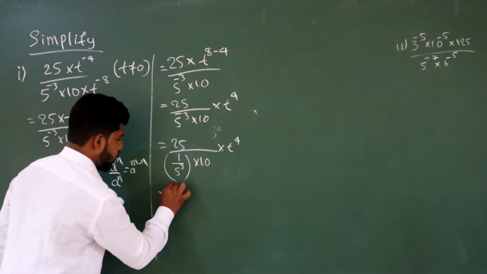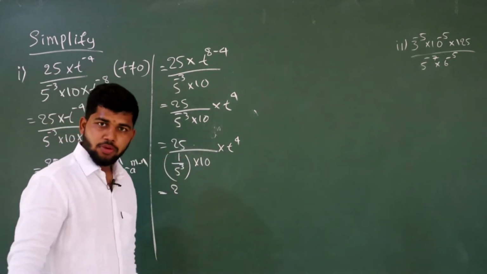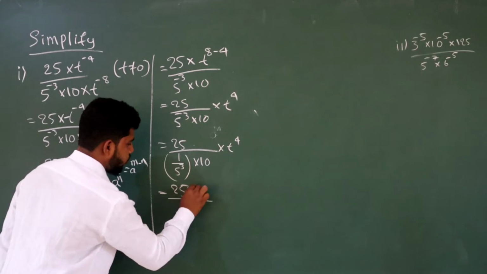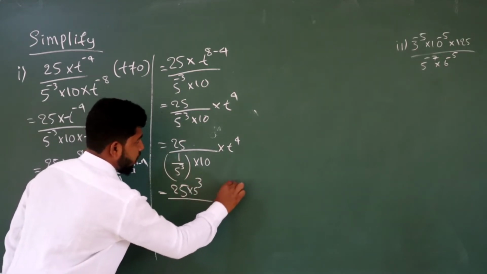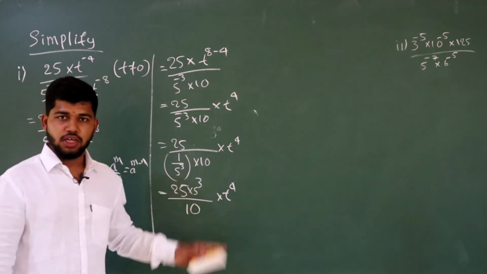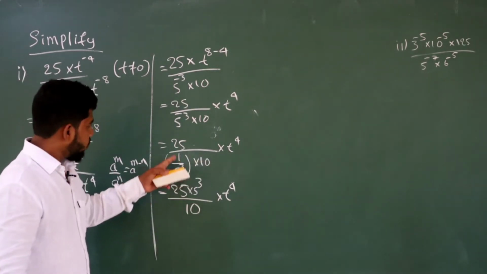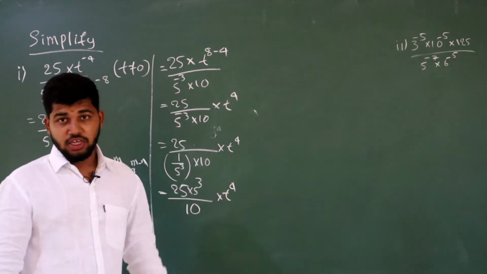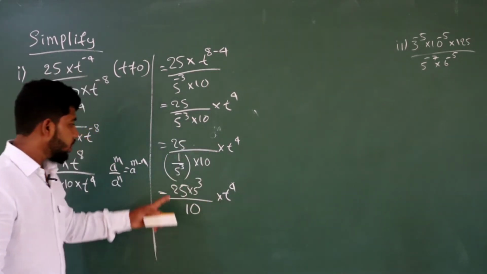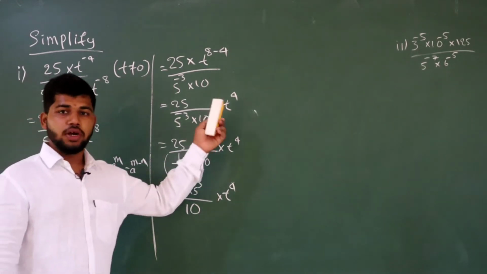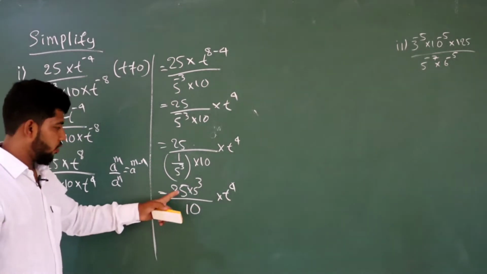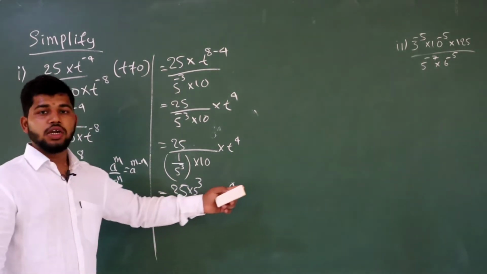Now 5 power 3 comes in the numerator place: 25 into 5 cube into t raised to 4 divided by 10. Here 5 raised to minus 3 is in the form of a raised to minus m; you can write as 1 by a raised to m. Now 5 cube comes in the numerator place and 1 remains constant, so 25 into 5 cube divided by 10 into t raised to 4.